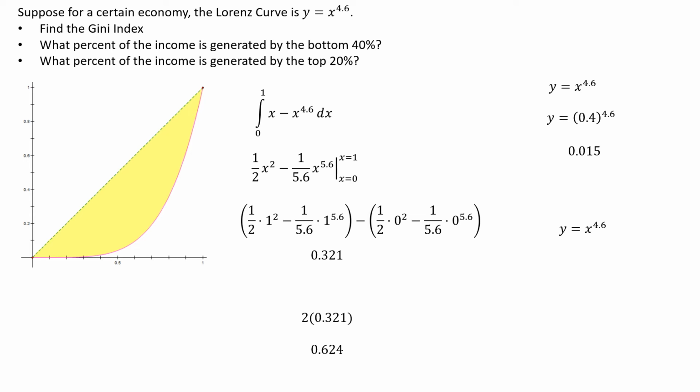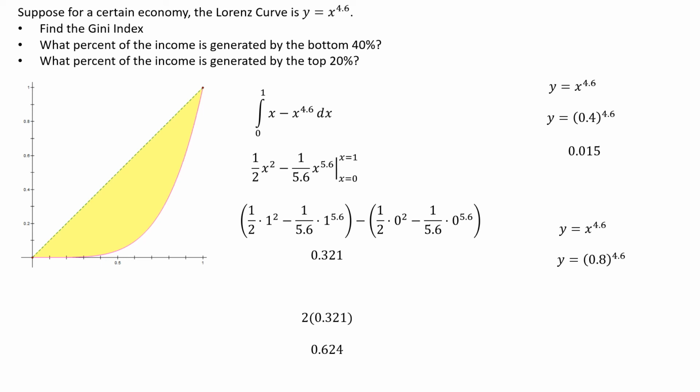The last question is, what percentage of income is generated by the top 20%? Well, the Lorenz curve doesn't do calculations for the top anything. It only does calculations for the bottom. But if I want to know something about the top 20%, I have to use the Lorenz curve to compute the income generated by the bottom 80%, which is everybody who isn't in the top 20.